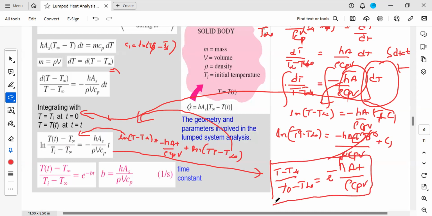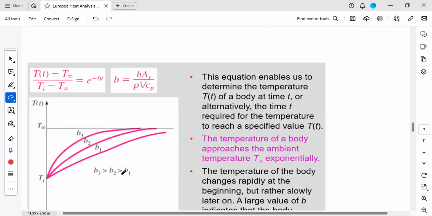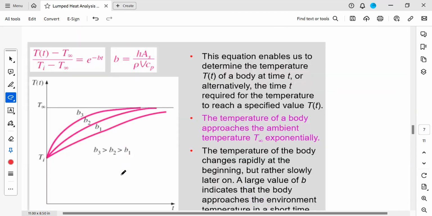This is the equation we are using for finding the temperature for the given time, or the final temperature for the given time, or the time for the given final temperature. Like that we are doing. Next one is this, the value of the B value. This is the B value.